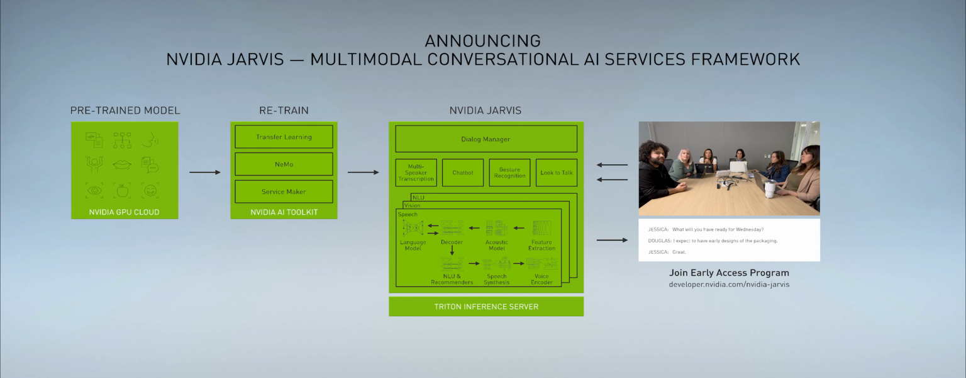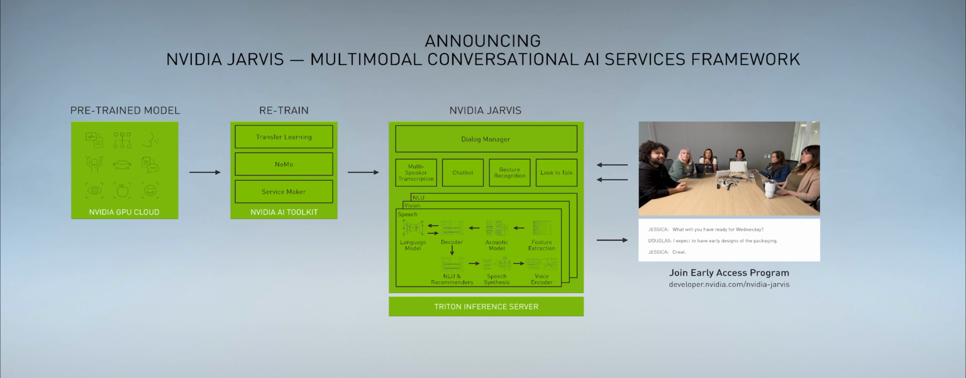Jarvis comes with pre-trained state-of-the-art models. These state-of-the-art models have been trained with a great deal of data and a lot of computation. In fact, what's available in NGC, the NVIDIA GPU Cloud, represents several hundred thousand DGX training hours. If you had one DGX, it would take you something like 10 to 20 years to be able to process all of the data necessary to train these models. We've done that for you.